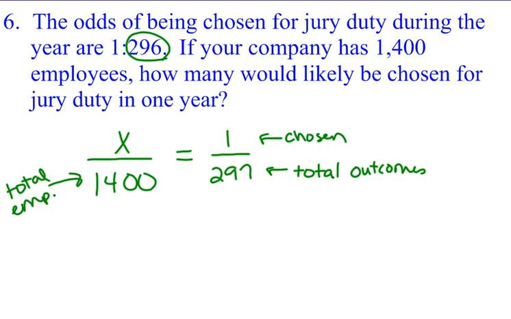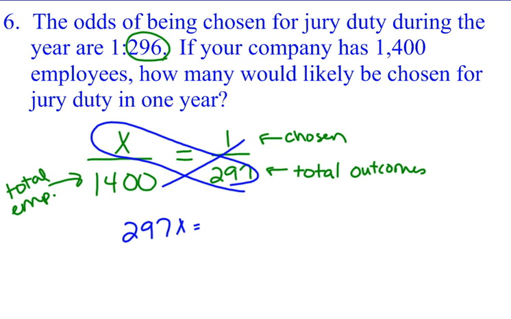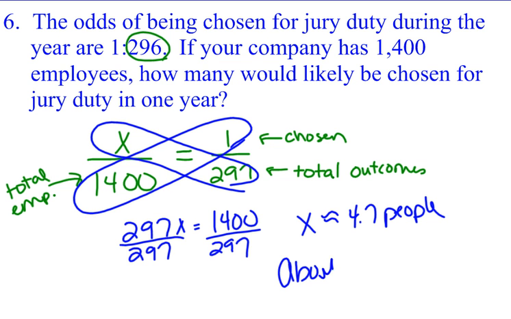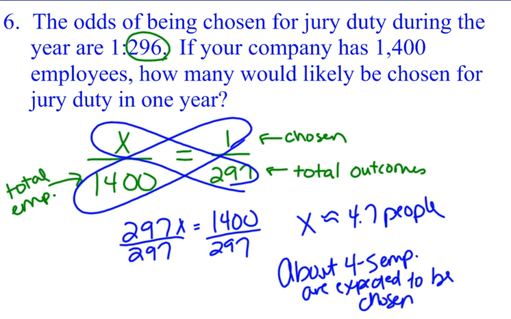So now to solve this equation, I'm going to cross multiply here. So I have 297x equals, and then I'm going to cross multiply here, 1,400. To get x by itself, I divide by 297. So I get x to be about 4.7 people. So we're not going to answer 4.7 people because we know you can't have 4.7 people. So we're going to say about 4 to 5 employees are expected to be chosen. Doesn't mean they are, but that's a good estimate if I'm the employer, especially wanting to know how many people would maybe be chosen for jury duty.